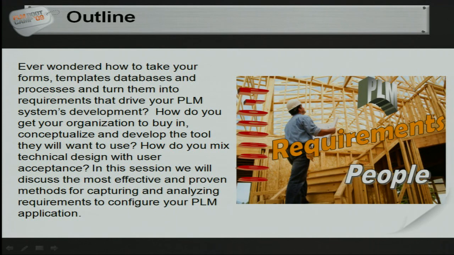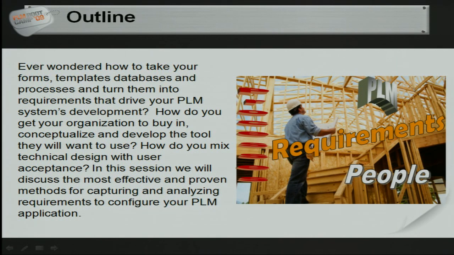And whether you're a consultant involved in PLM, or you're actually a C-level executive who's implementing PLM, or an IT team member of a PLM requirements project, we hope this session will guide you through how you gather requirements in a way that will really help you answer questions such as, how do you take your forms and templates, the things that you're using today, and your databases, and then turn them into actionable requirements?